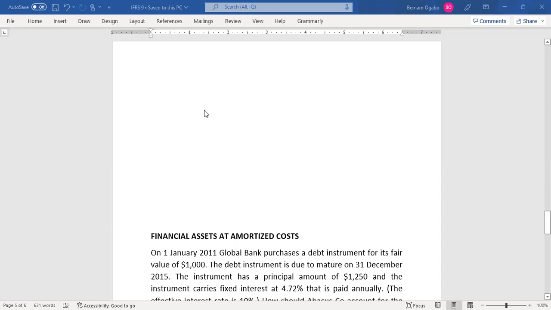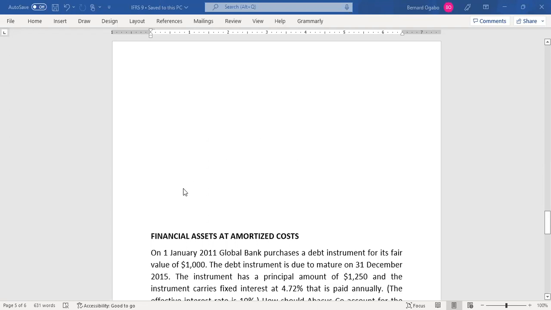When we say financial assets at amortized cost, you are simply saying that you are going to use the effective interest rate to allocate the interest or the discount element over the lifetime of an instrument, such that you are going to discount the amount back to the original amount of the asset.